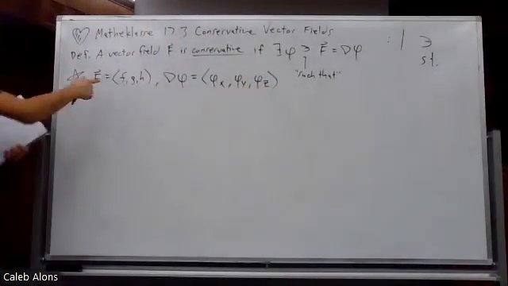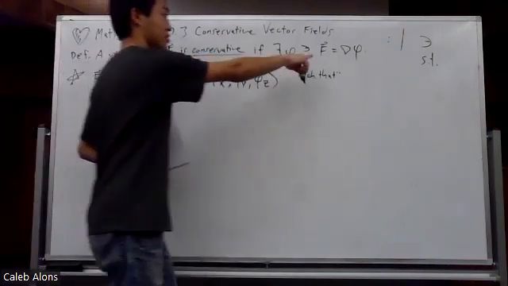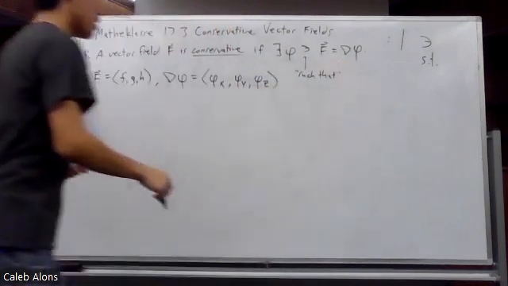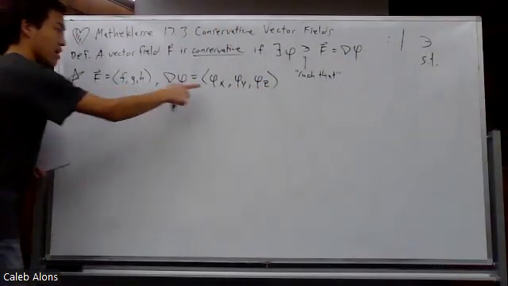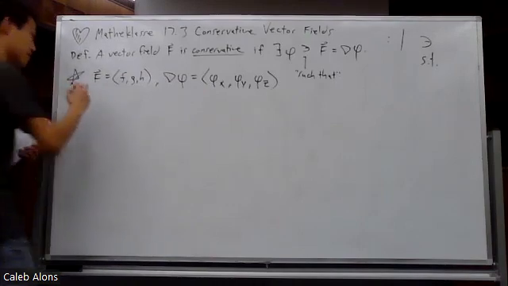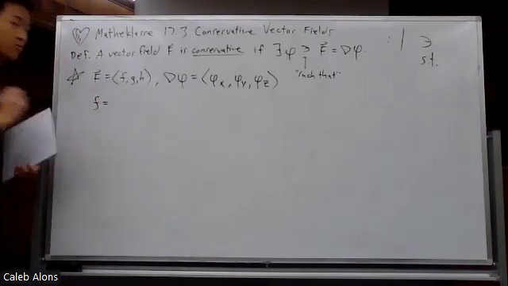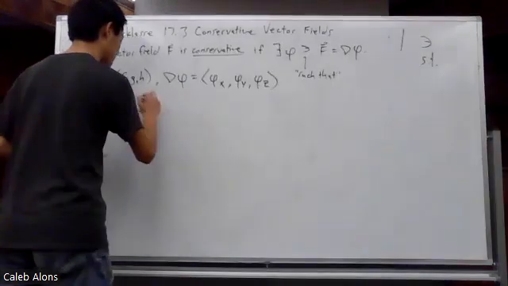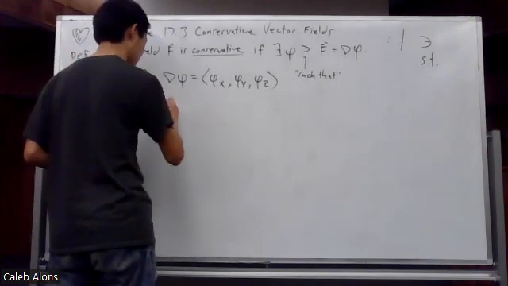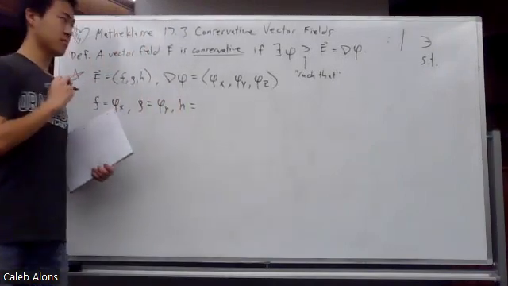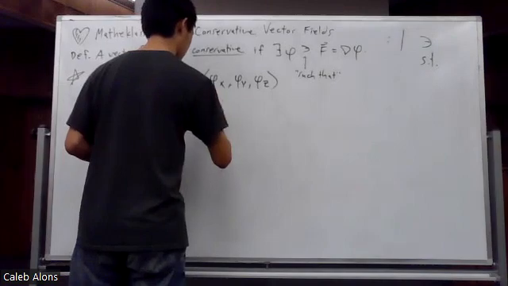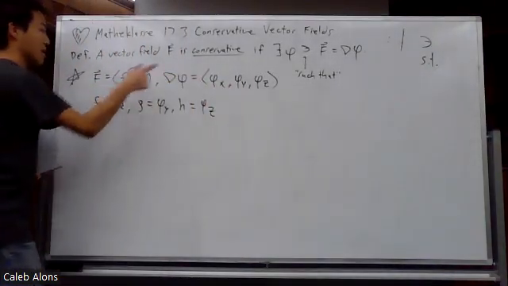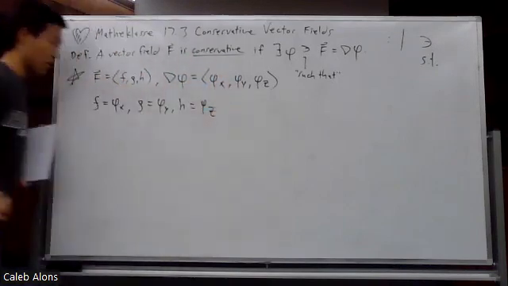Okay. So here's the thing though. If we're saying that the conservative vector field F is the gradient of this function, then we liken all of the x components to each other. So that means the x component F is equal to what? Phi x. And G is equal to phi y. And H is equal to phi z. So x component with x component, y component with y component, z component with z component.